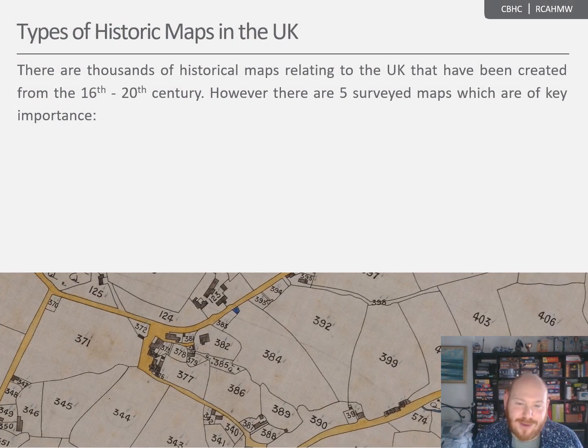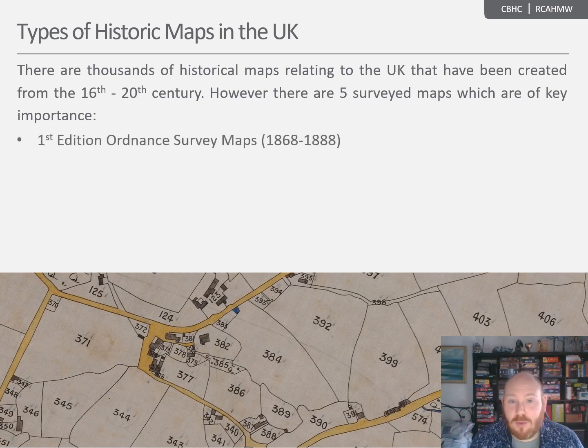So there are thousands of historical maps relating to the United Kingdom that have been created from around the 16th century all the way through to the 20th century. Well, and of course maps are still being made today. But there are 5 key mapping sources that are integral to being able to understand past landscape. So the first one, which is probably one of the most important, is the first edition Ordnance Survey maps. And these were surveyed between 1868 and 1888 in the area that we're looking at.